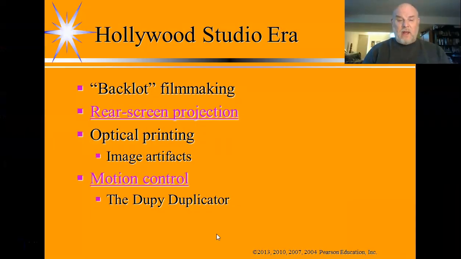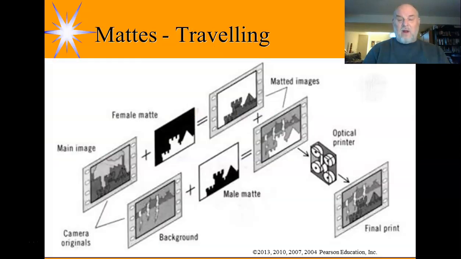Now, in case you're wondering how all of these images are matted together, how all of these male mats, female mats, and original images are composited into one image, and how this was done prior to the era of digital technology, basically what was used was a device called an optical printer. The optical printer would be a device where you could project several different reels of film onto another reel of film to duplicate images.